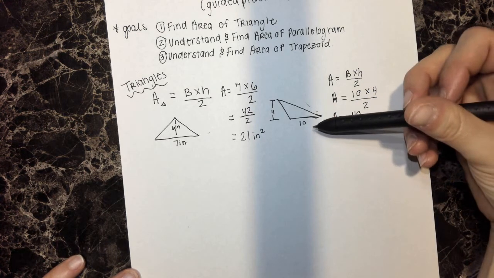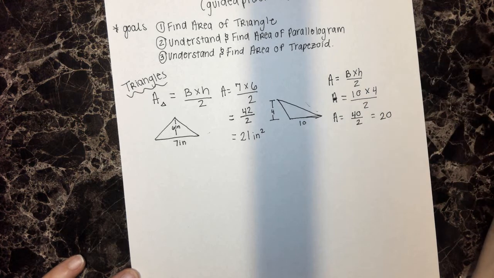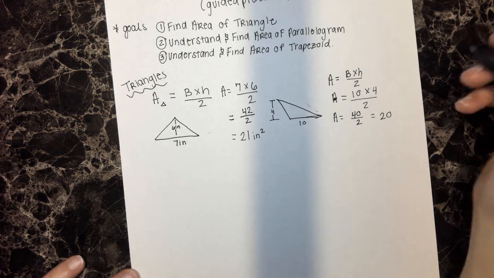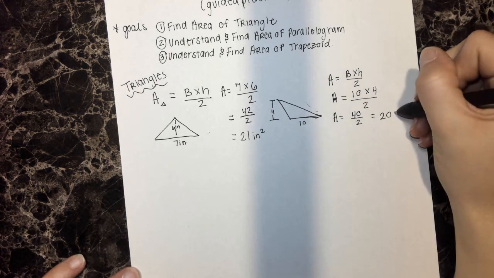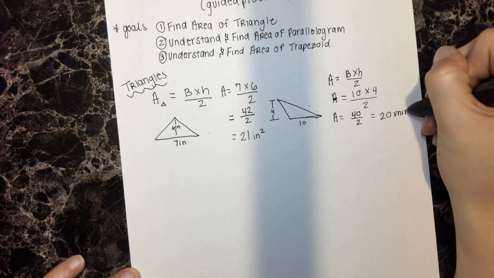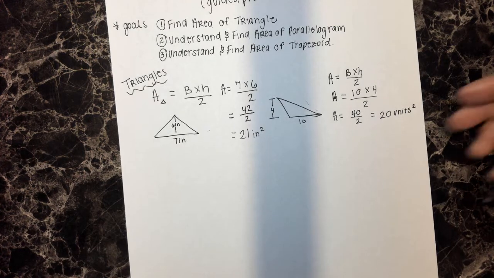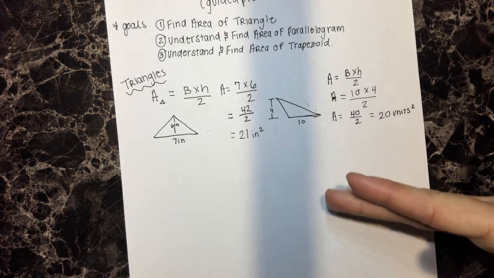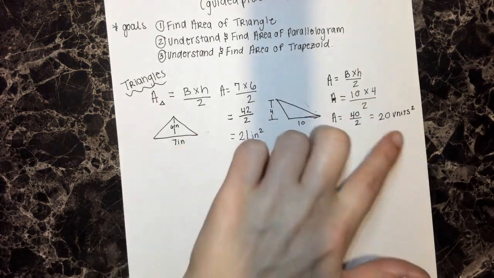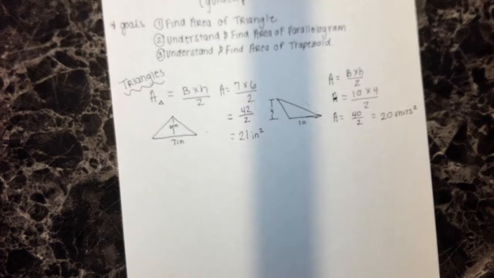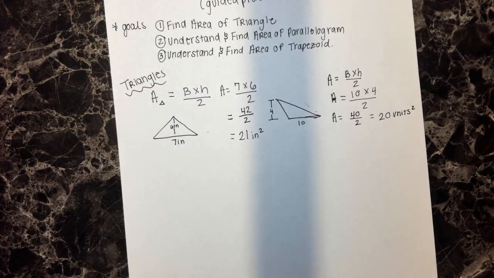Notice there is no label here. If there is never a label, which there typically will not be labels, you write units or UN, either one you want, and it's squared. It's area, you need to have a label. So some of them you won't see labels on the picture. Always put units, UN for abbreviated, squared.